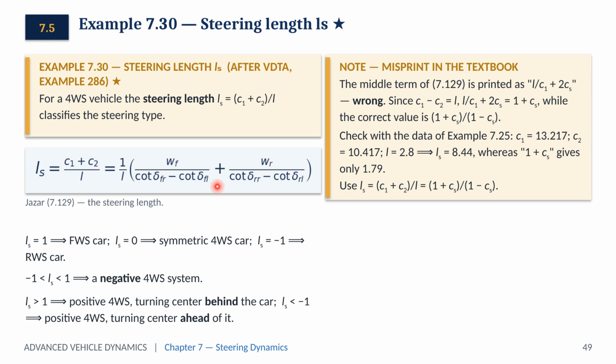Another misprint. The middle term should read 1 plus CS divided by 1 minus CS. With the data of example 725, the correct value is 8.44.